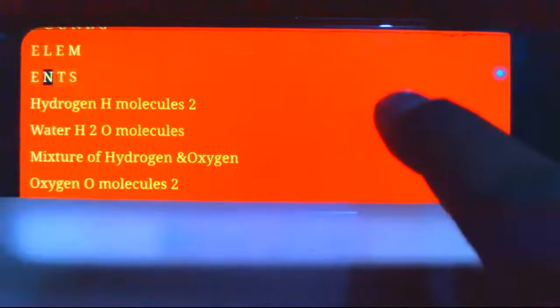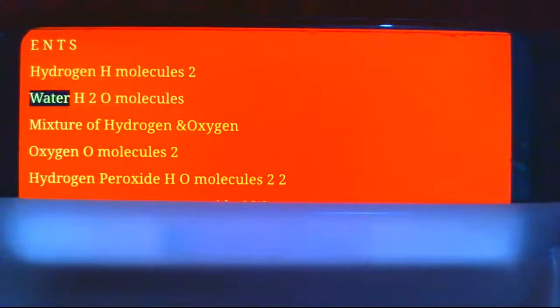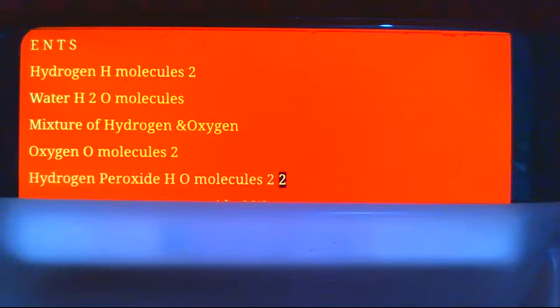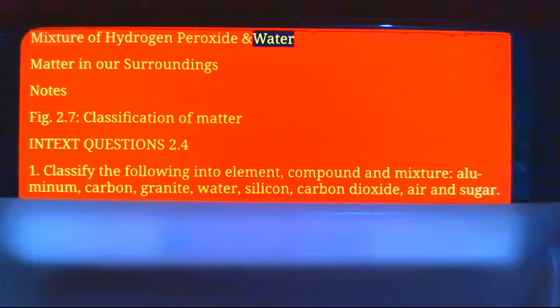Hydrogen, H2 molecules. Water, H2O molecules. Mixture of hydrogen and oxygen. Oxygen, O2 molecules. Hydrogen peroxide, H2O2 molecules. Mixture of hydrogen peroxide and water. Figure 2.7. Classification of matter.